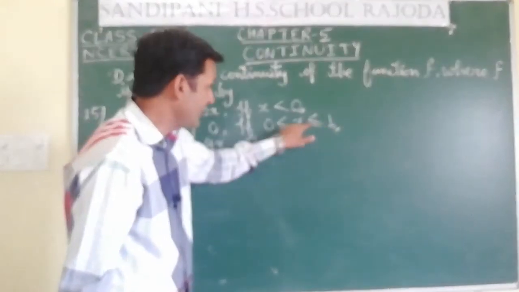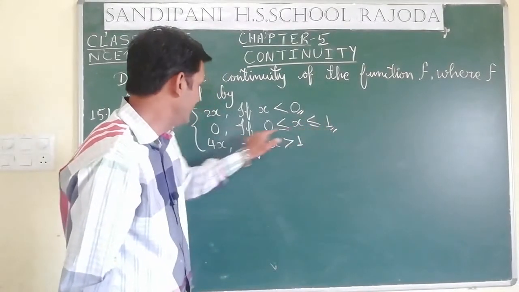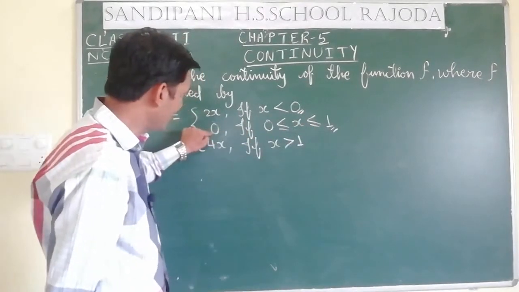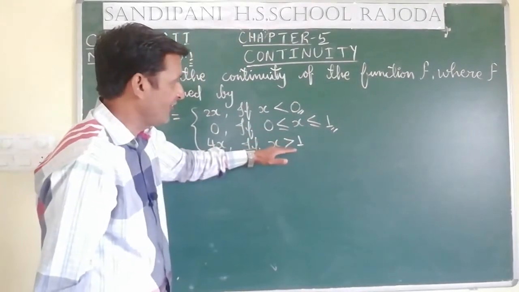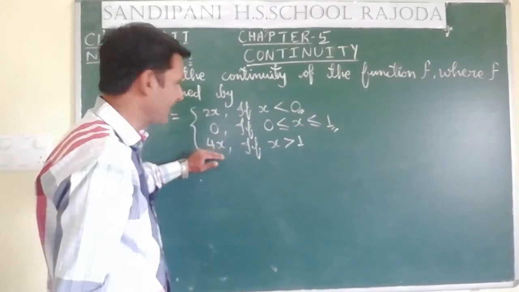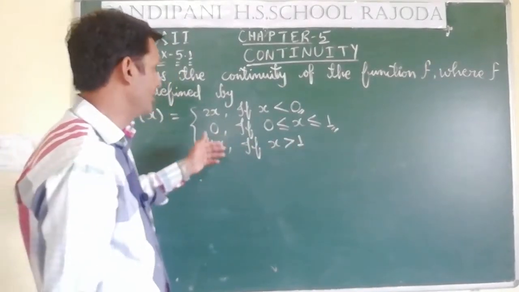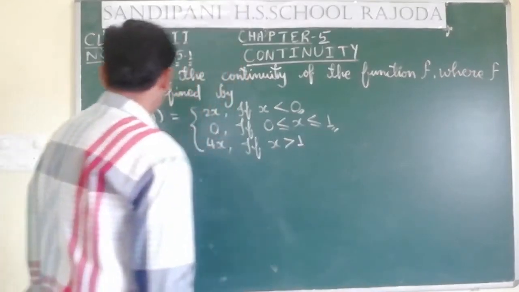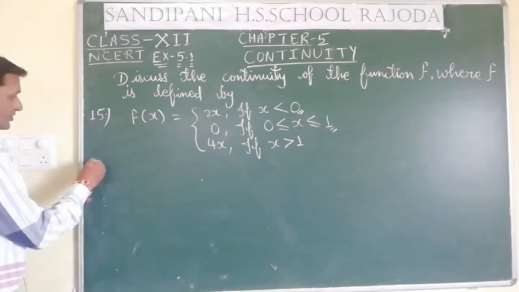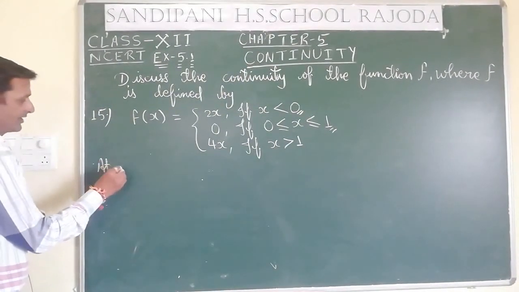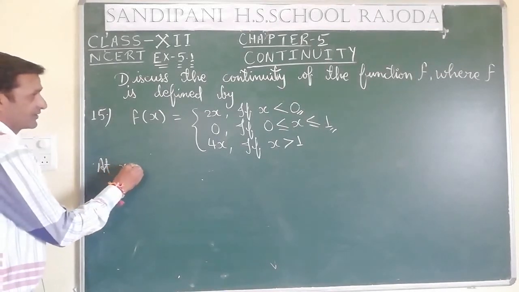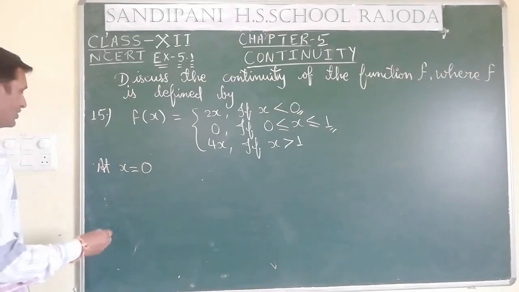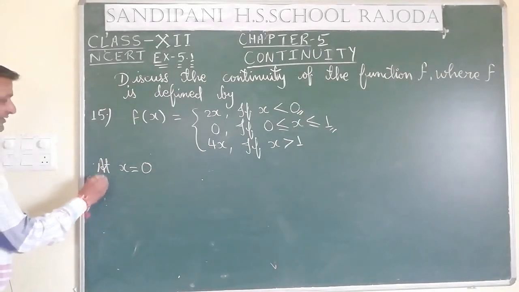Now, for LHL, because it is less than or equal to 1, we can apply this part. For equal to 1 also we can apply this part, and for greater than 1, meaning for RHL, we can apply this part. So, we are able to solve it at both the points 0 and 1. First of all we have to apply the continuity test at x is equal to 0.